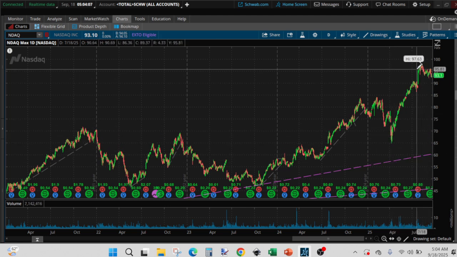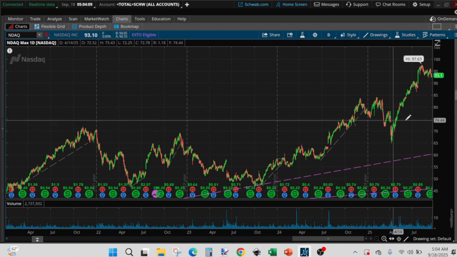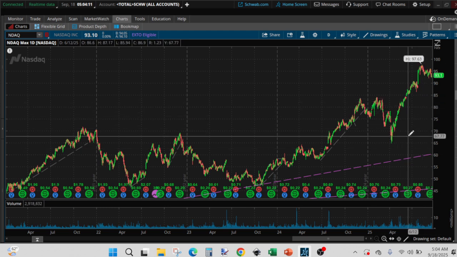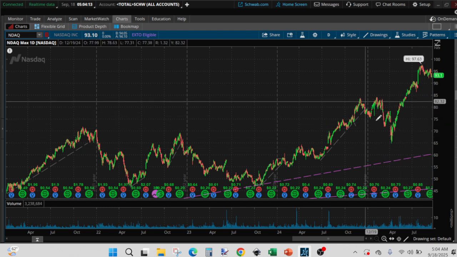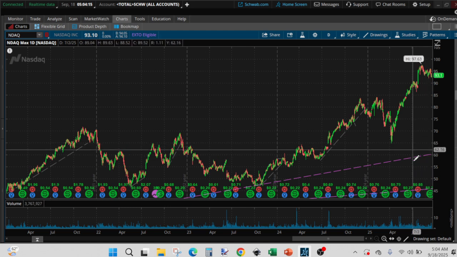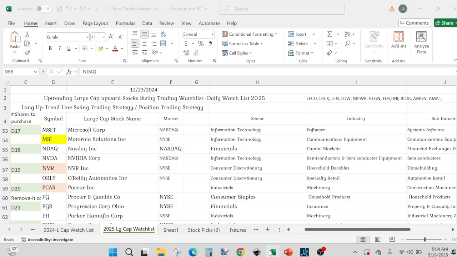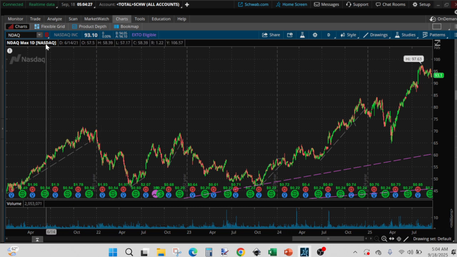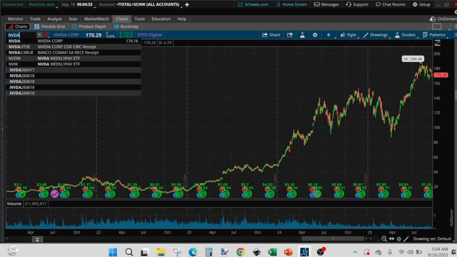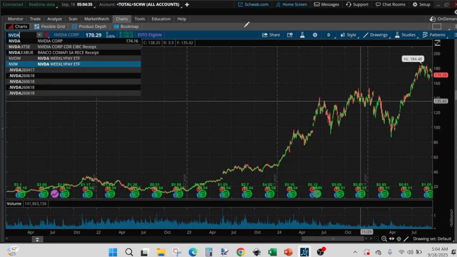So therefore I will just look at it and then move to the next until it pulls back to around here, and then I will start looking at it to see if it's making higher lows for me to buy. So the next one we are going to analyze is NVDA.